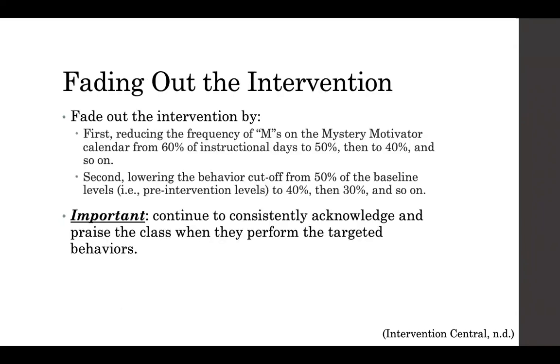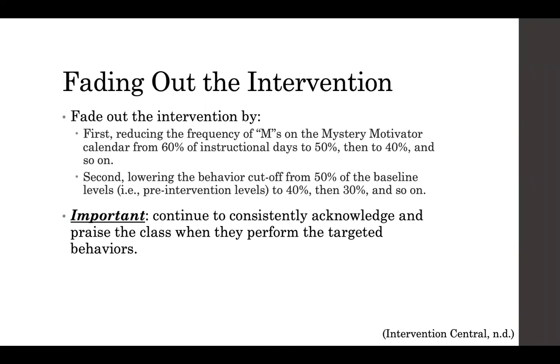Now, fading out the intervention. Fading is an important part of any intervention to help the desired behaviors become a natural part of the child's life so that the behaviors don't become dependent on receiving a reward. After the mystery motivator has been used for several weeks and has proven to effectively improve classroom behaviors, begin to fade out the intervention by first reducing the frequency of M's on the mystery motivator calendar from 60% of instructional days to 50%, then to 40%, and so on.